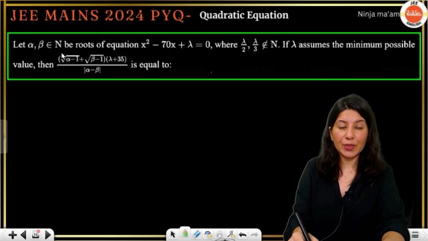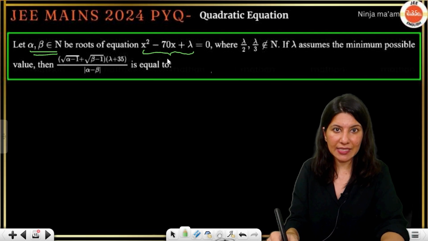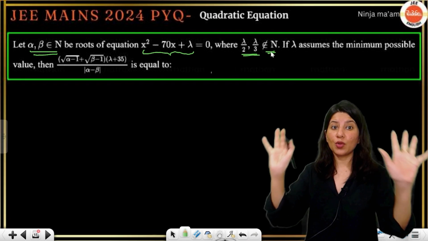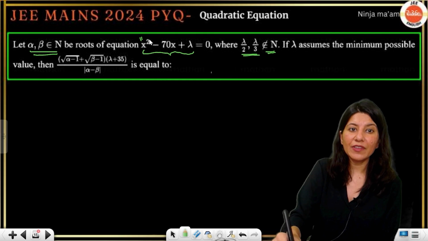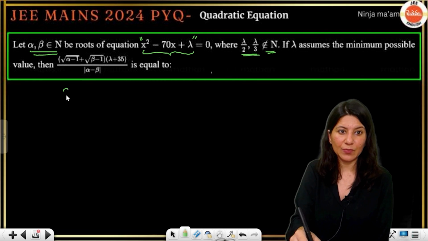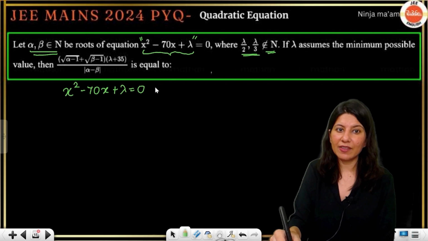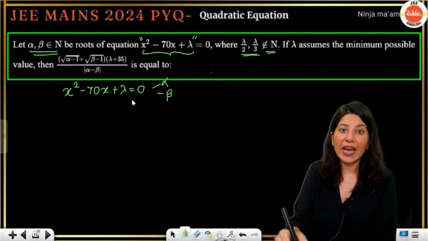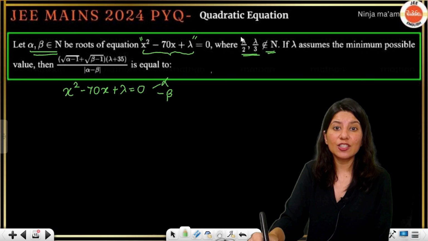Next question. Alpha comma beta, which belong to natural numbers, are the roots of x square minus 70x plus lambda equals 0, where lambda by 2 and lambda by 3 don't belong to natural numbers. Hold on. Alpha and beta are roots, both roots are natural numbers. That's the first thing. And lambda is such that lambda by 2 and lambda by 3 is not a natural number.